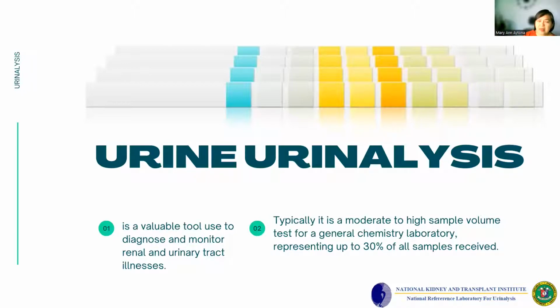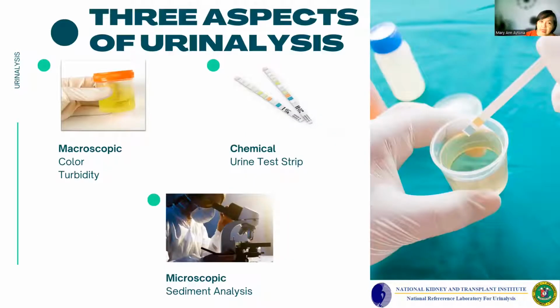Urinalysis is a valuable tool used to diagnose and monitor renal and urinary tract illnesses. Typically, it is a moderate to high sample volume test for a general chem laboratory, representing up to 30% of all samples received. There are three aspects of urinalysis: macroscopic, chemical, and microscopic.